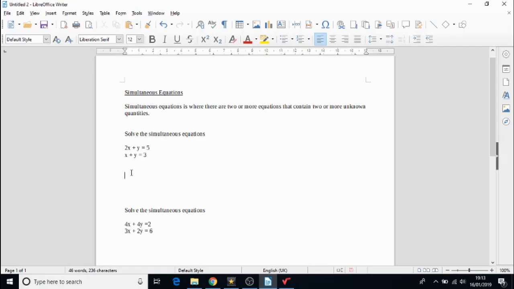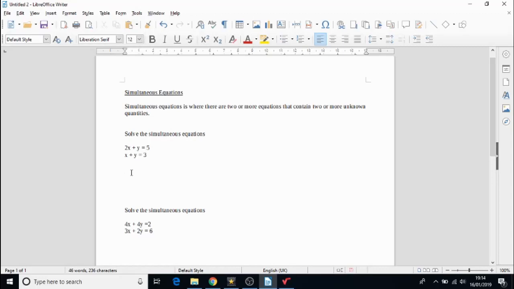Hello, and I'm going to teach you how to solve simultaneous equations. Simultaneous equations is where there are two or more equations that contain two or more unknown quantities. When asked to solve a simultaneous equation, you must find the unknown values that satisfy the given equations.